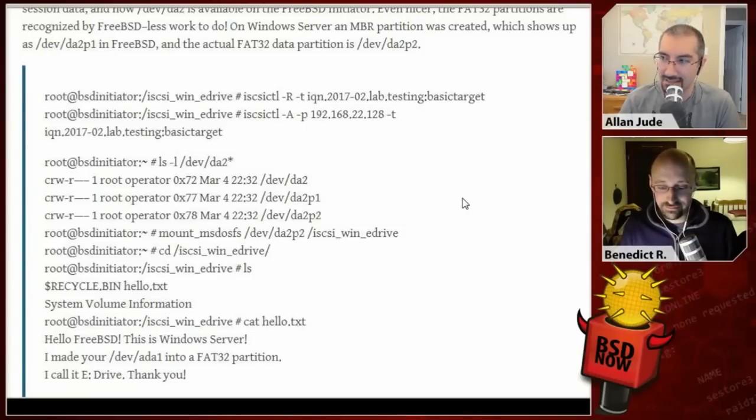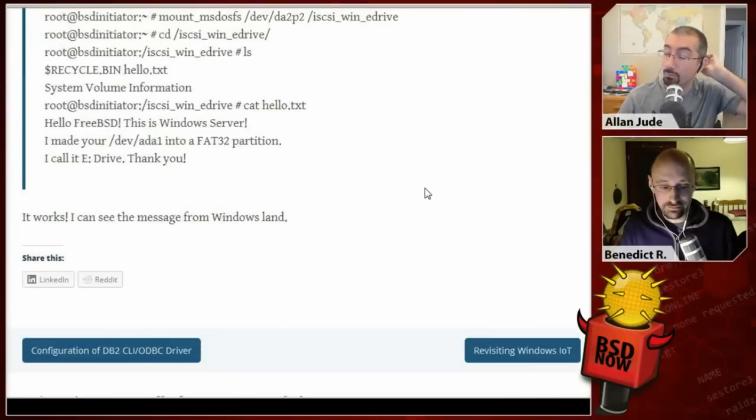But you can format it NTFS and connect it on Windows and use it like that. If you're really adventurous, you can actually have Windows boot from the iSCSI disk. That usually requires a network card that supports iSCSI. But it means you could have a Windows machine with no disks in it at all.